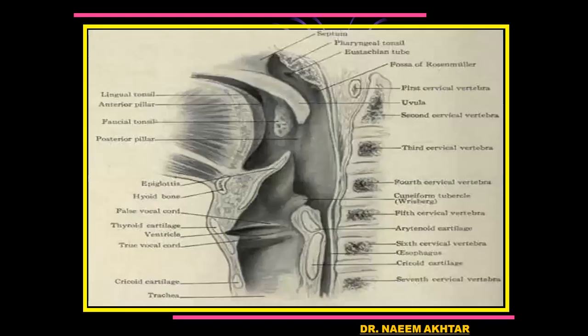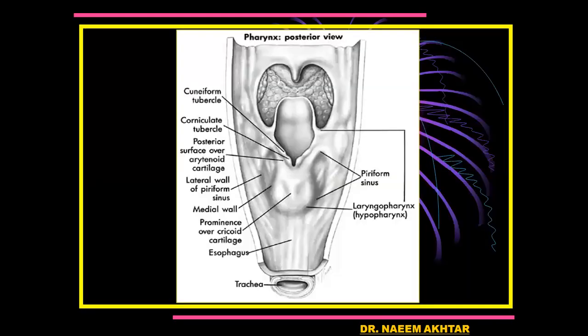This is the figure showing the lateral view of the pharynx, showing the different three important parts: nasopharynx, oropharynx, and hypopharynx. This is the posterior aspect of the pharynx.